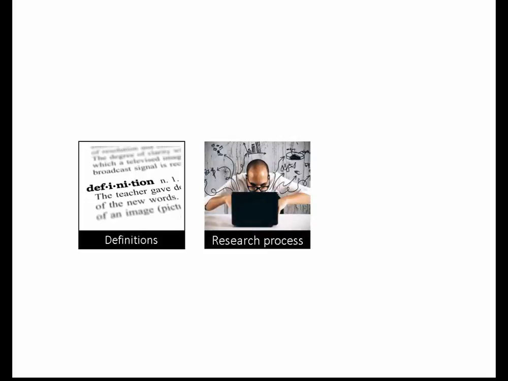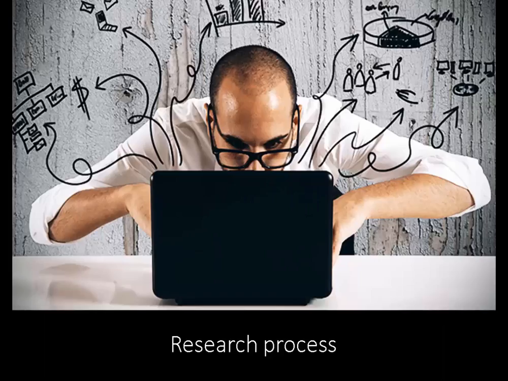Now let's get started with the research process. Research process is how we go about doing research. Process means there are several steps in that. It's almost like a recipe of things that you do, almost like somebody telling you what you have to do when you want to do research.